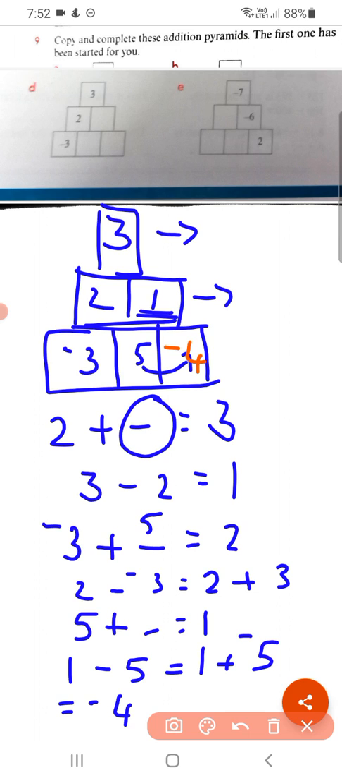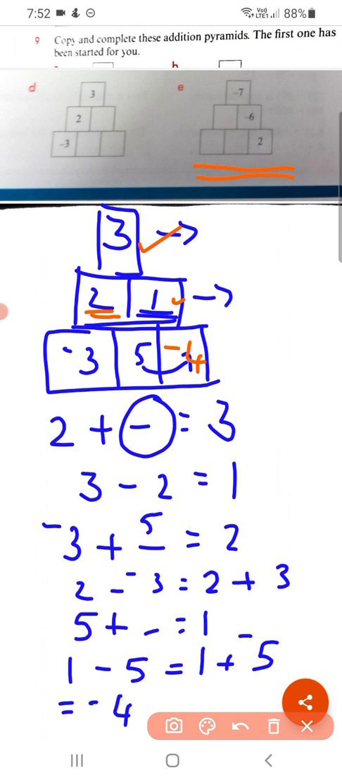Now let us check the answers, children. Negative 3 plus 5 is 2. 5 plus negative 4 is 1. 2 plus 1 is 3. So our answers are correct. Similarly, you can do the second one, that is this question, as homework.